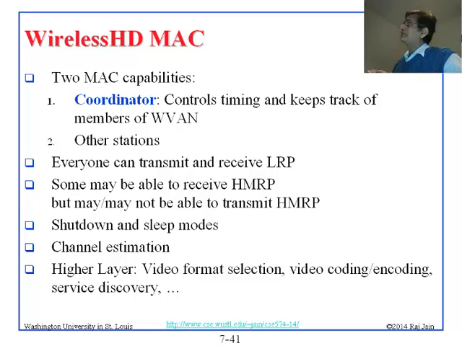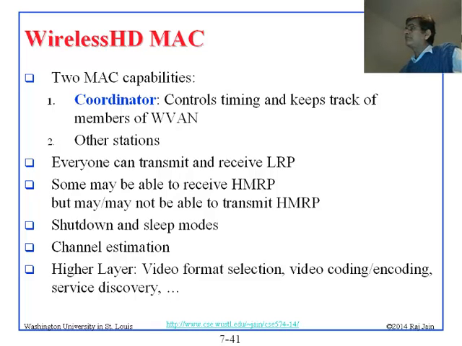So wireless HD has coordinator and everybody else. Everybody can transmit and receive the low rate, but some can receive high and some can receive medium. So some may be able to do only this. And shut down in sleep modes. So basically people can shut down, except if you're a coordinator, then you probably don't sleep very long. You can sleep too, but basically then everybody else is sleeping in the night. And then there is a channel estimation, just like before. You do the training and you find out how the channel is. And then there are higher layers.